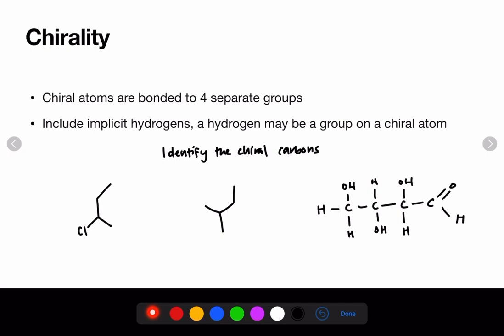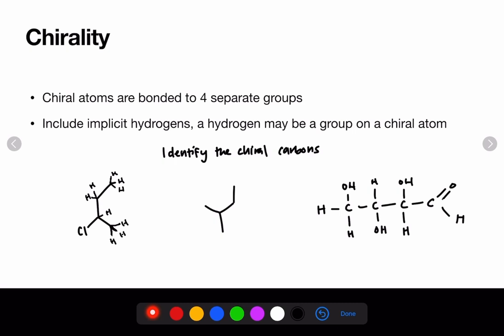You do want to make sure to include implicit hydrogens when looking for chiral atoms because they may be one of the groups on a chiral atom. Look at this first molecule and add in all of our implicit hydrogens. These carbons on the end are going to have 3 implicit hydrogens. And the ones in the center we are adding based on the amount of other bonds that they have.